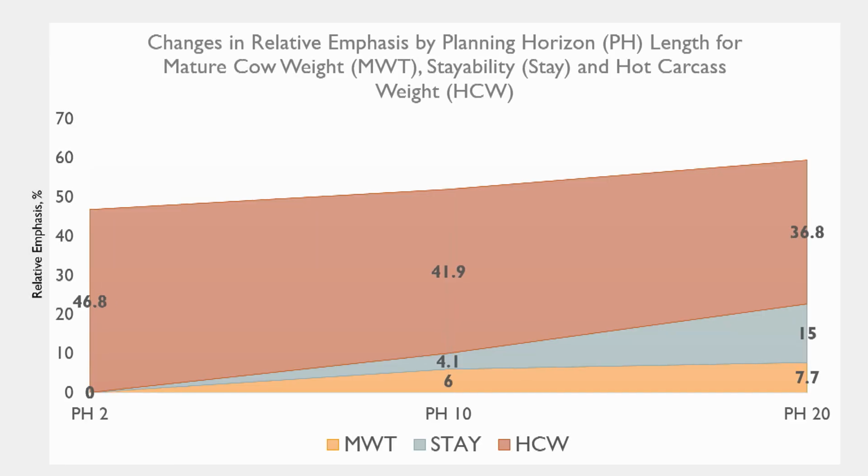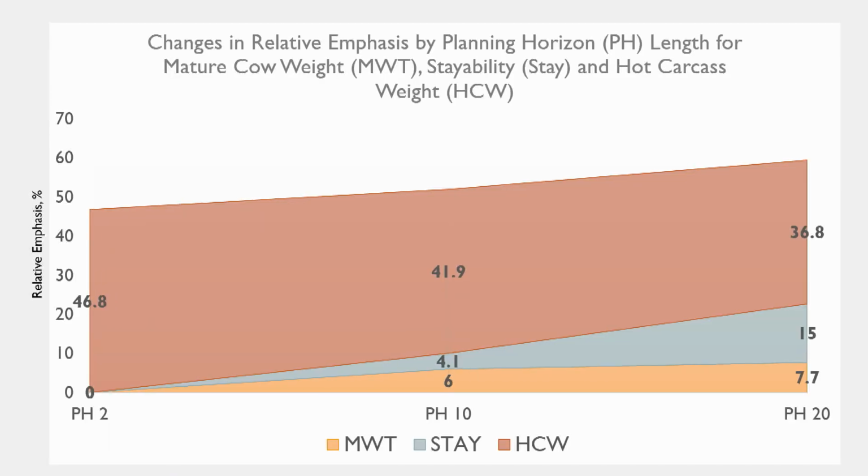First result slide. So even though I had a bunch of traits in the index and in the breeding objective, I just isolated on 3 to show you. That's MWT, mature cow weight, stay, so stayability, and then HCW, which is hot carcass weight. So I chose the real revenue driver, which is hot carcass weight in this example, and then 2 things related to the cow herd. Okay, that's why I pulled them out.